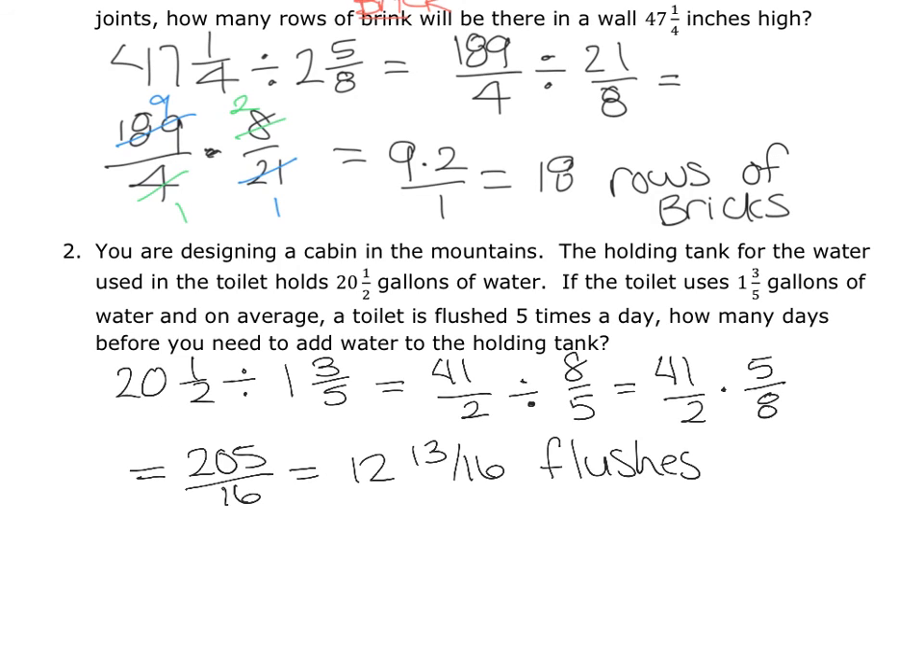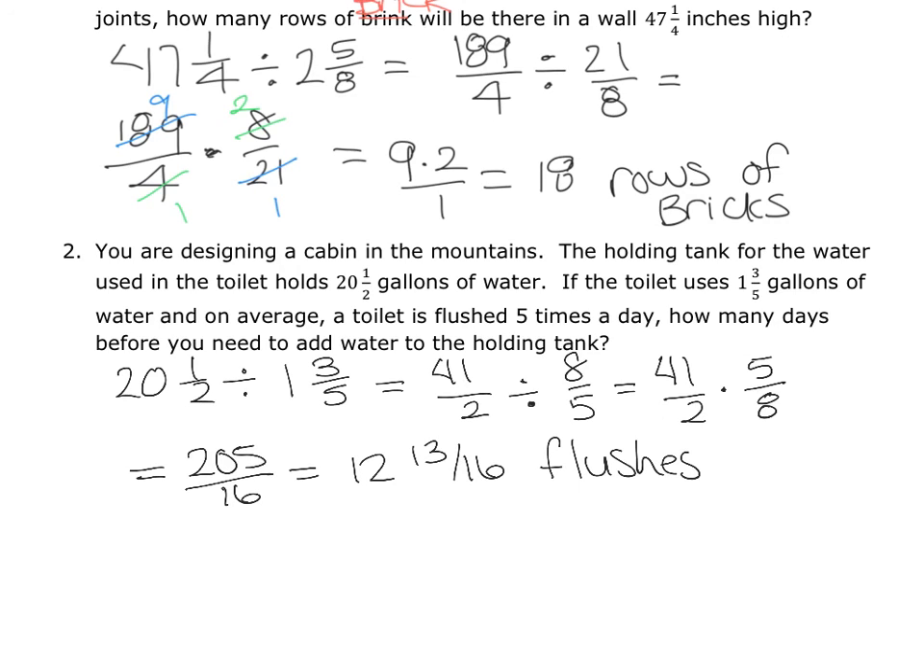So for this one, you have 20 1/2 gallons of water in the holding tank. You're going to divide that by how much each flush of the toilet uses, which is 1 3/5 of a gallon. And you will find out in the holding tank, you can flush 12 3/16 times. In other words, you really have 12 flushes. But that doesn't answer the question.